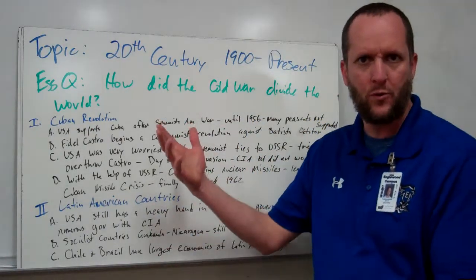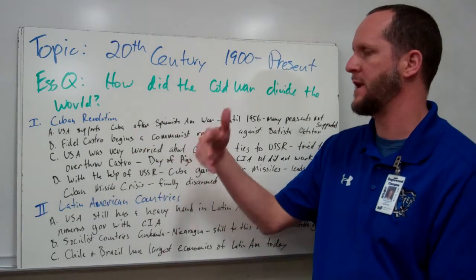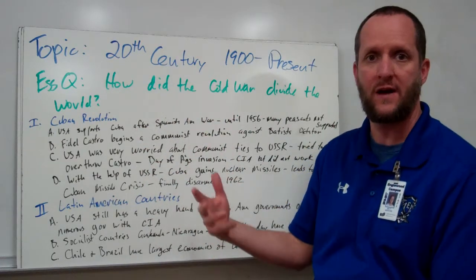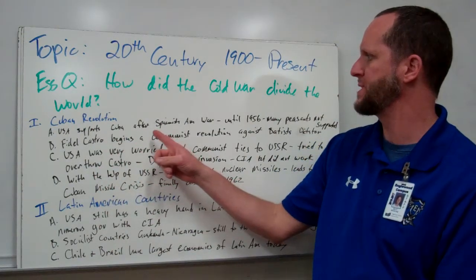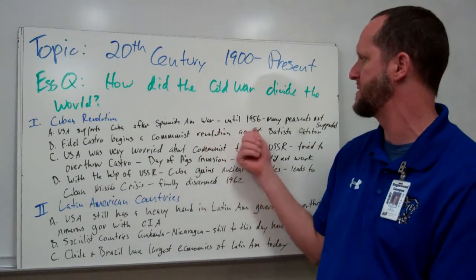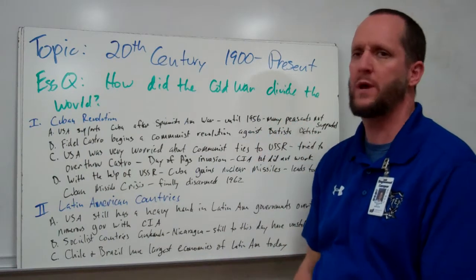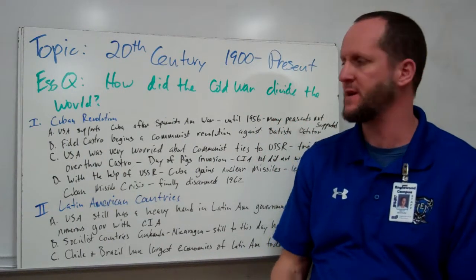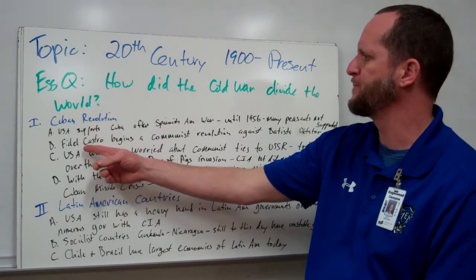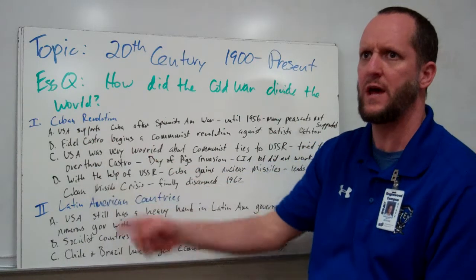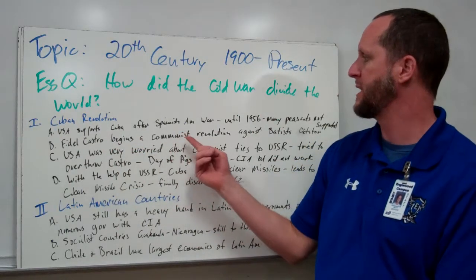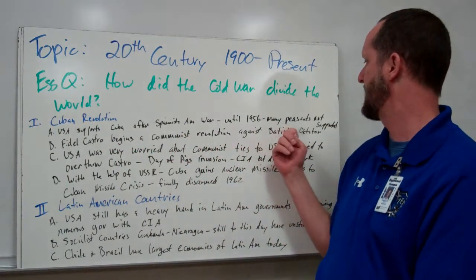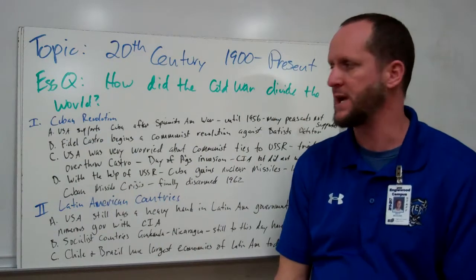So we talked about World War II in our last boards and how the Cold War derived out of that. We've got the Cuban Revolution. The United States supports Cuba after the Spanish-American War until 1956, when many peasants didn't feel supported. That's when you had the likes of Fidel Castro begin a communist revolution against the Batista dictatorship.